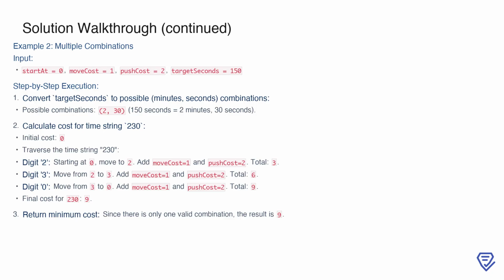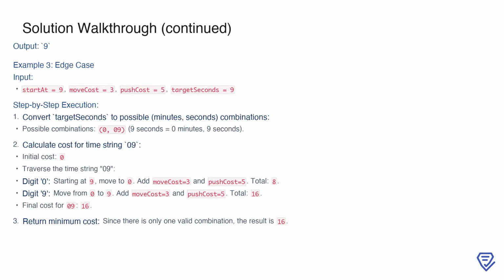as the output. In this edge case example, the input parameters are startAt equals 9, moveCost equals 3, pushCost equals 5, and target seconds equals 9. Here, the target seconds convert to 009, which gives us the time string 09. To calculate the cost, we start with the digit 0.